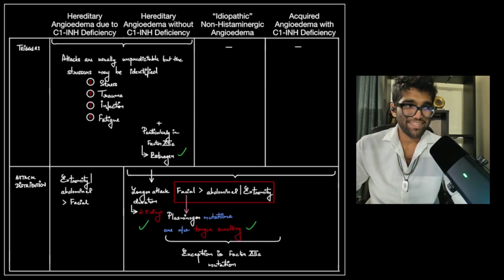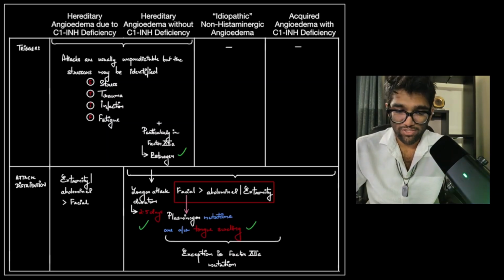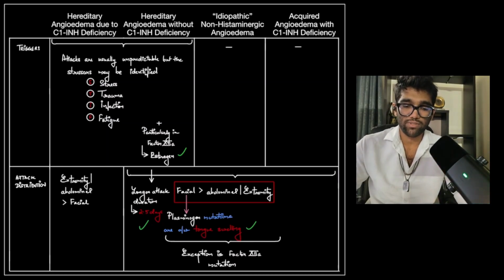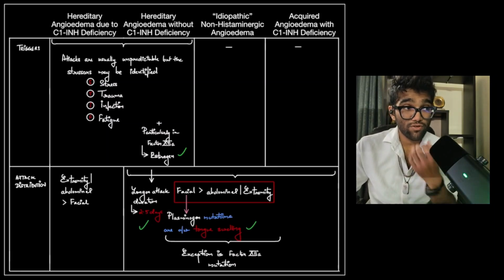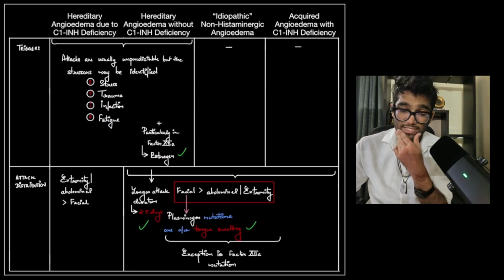However, C1INH levels were normal and C3 and C4 levels were normal. So then I narrowed it down to hereditary angioedema without C1INH deficiency or idiopathic non-histaminergic angioedema. Now, the patient did not have a history of worsening during pregnancy, so factor 12 deficiency was less likely. So, I was left with the other genetic mutations.